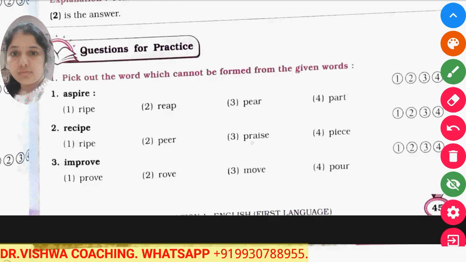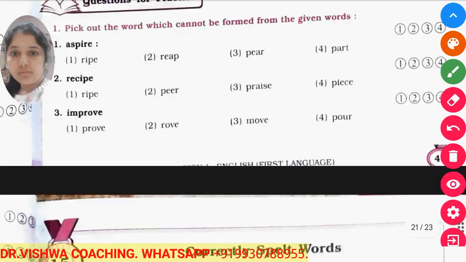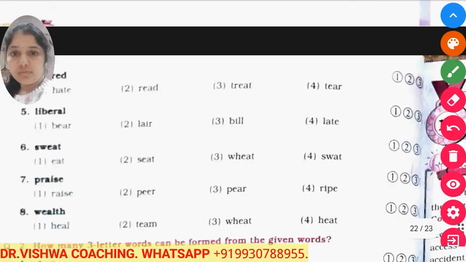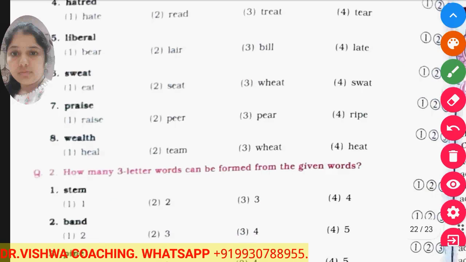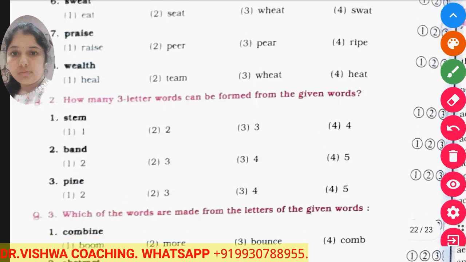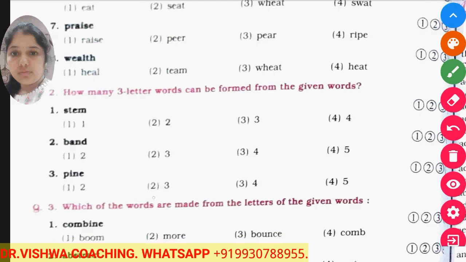Now we will move to praise. PRAISE. Now see, S is also not there in the word recipe, and A is also not there in the word recipe. So your option is praise, option number 3, which is not formed from the letters in the word recipe. Like this, you can solve third, fourth, fifth, sixth, seventh, eighth question for your homework. It is very easy. You have to just find out which word is not formed from the letters given in the big word or the large word.